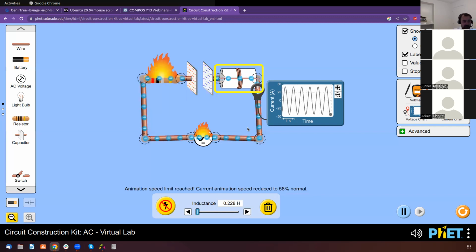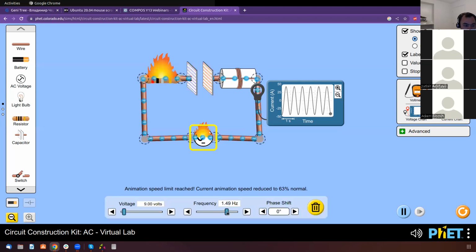So this is an alternating current power supply, and if the frequency of the supply matches the natural frequency of the circuit, you will have resonance. Now let's just change the frequency to a different value so you can see that actually it is resonance.